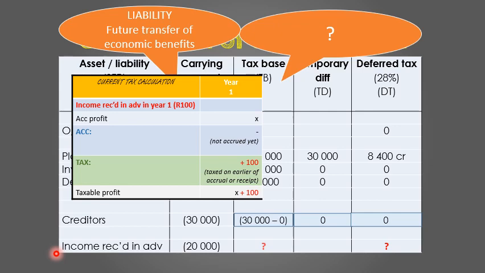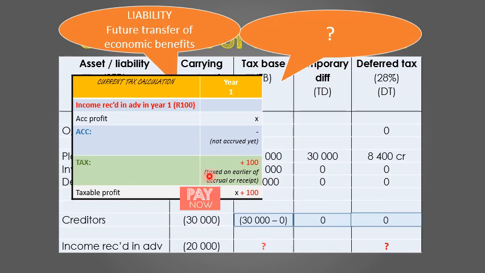So we would have said debit bank, credit income received in advance. Both are statement of financial position accounts, so nothing will go to my accounting profit. However, for tax purposes, we are going to be taxed on this income received in advance, because we will be taxed on the earlier of accrual or receipt. So for tax purposes, we will have to add this income received in advance into our current tax calc, which means that for year 1, we are going to have to pay tax on an amount that is higher than our accounting profit.